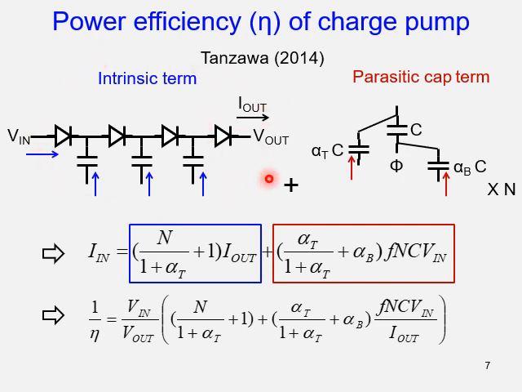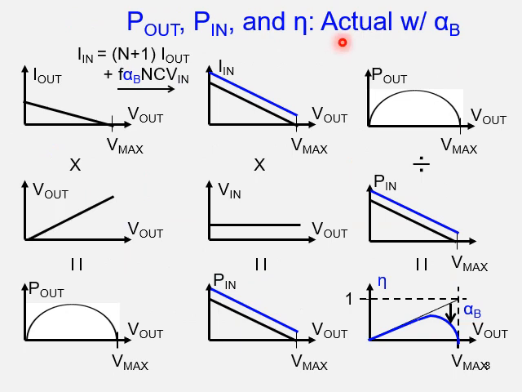So here's the intrinsic term, which the ideal charge pump circuit has. In addition to that, there is a parasitic element. In this slide, I also add the top plate parasitic capacitance component alpha T. And therefore, finally, the total input current is expressed by this equation. And therefore, eta is expressed by this equation as well. This is the actual case with the finite alpha B.